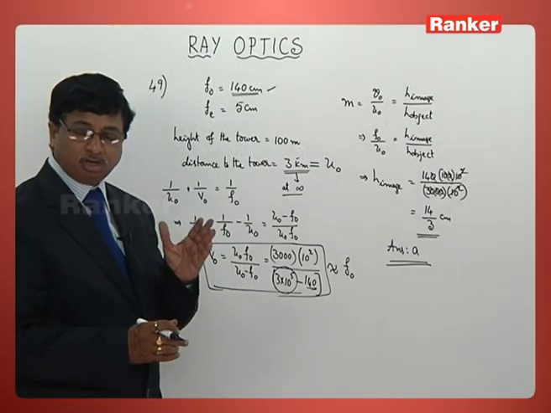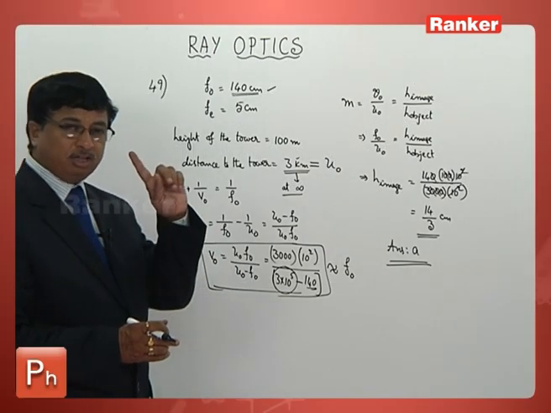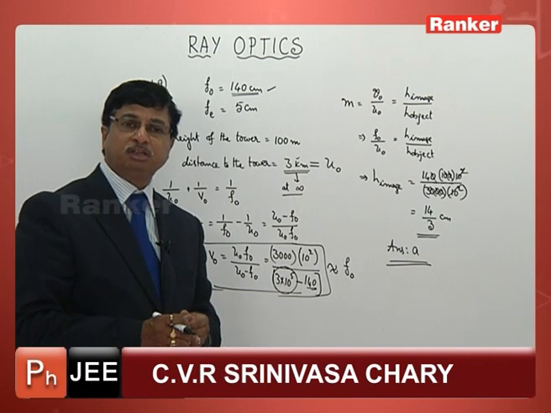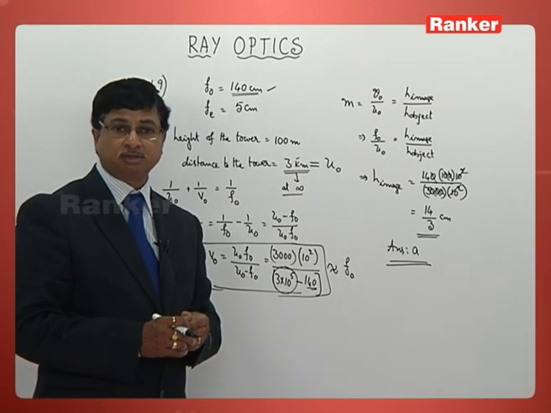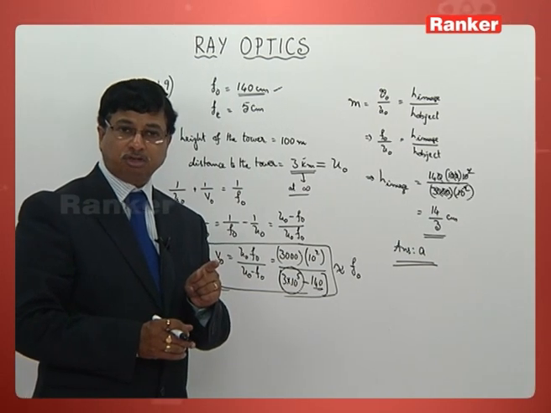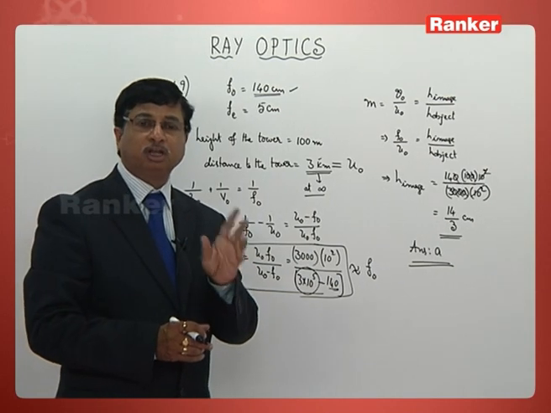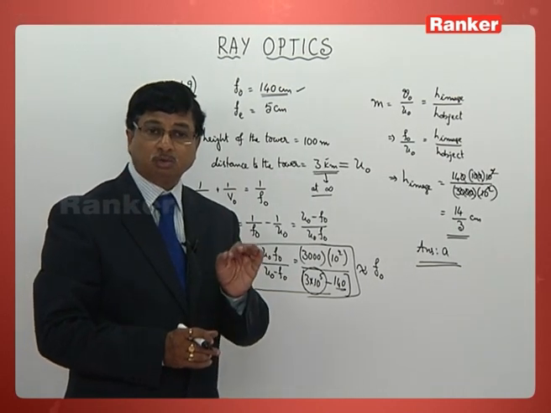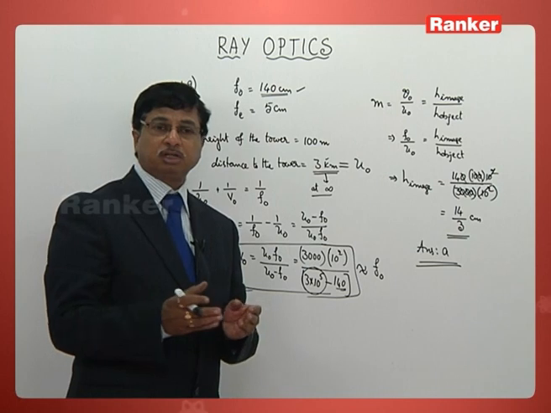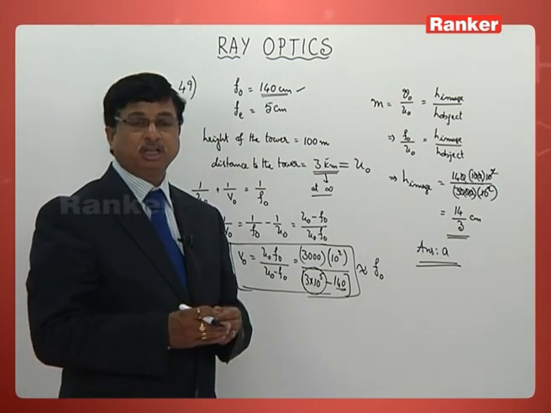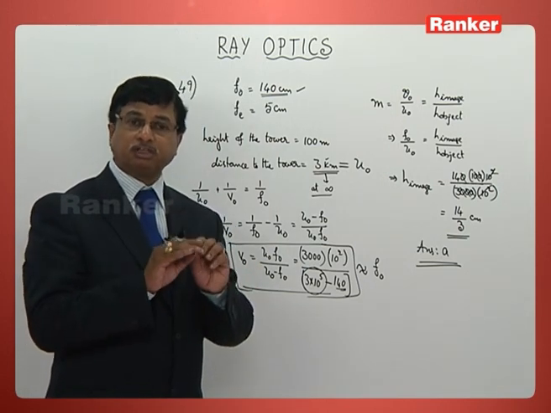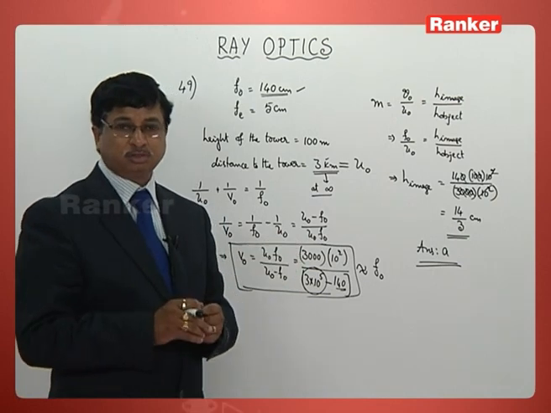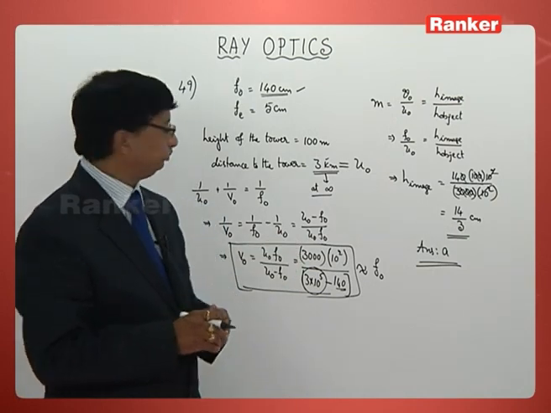The only point you should recollect is, when the object is very far from the convex lens, the image distance is going to be very close to the focal length. So automatically and roughly we can take the image distance as the focal length itself. That is the point. So this is problem 49.